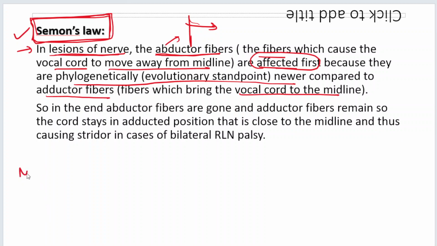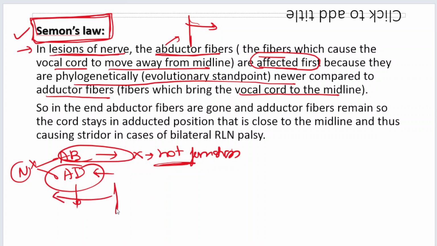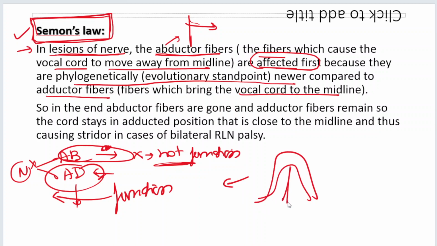Suppose the nerve is getting damaged. It is having abductor fibers which are moving the vocal cord away from the midline, and it also has adductor fibers which will bring the vocal cord towards the midline. The abductor fibers will get affected, will not be able to function. The adductor fibers will not be getting affected here. So the adductor fibers will be able to function. When the abduction is not happening, but the adduction is happening, what happens? It brings the vocal cord towards the midline. Both the vocal cords will come to the midline.